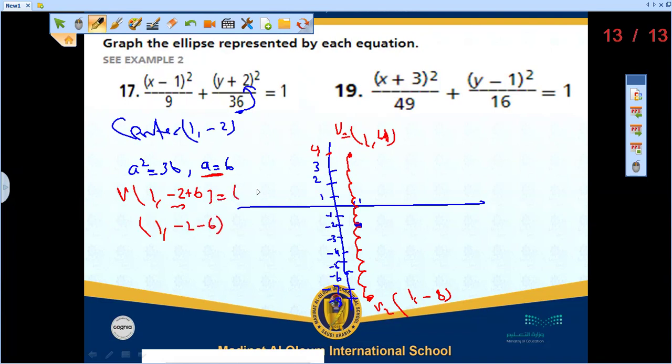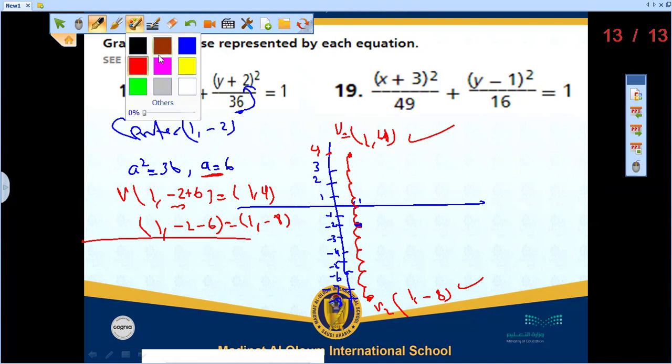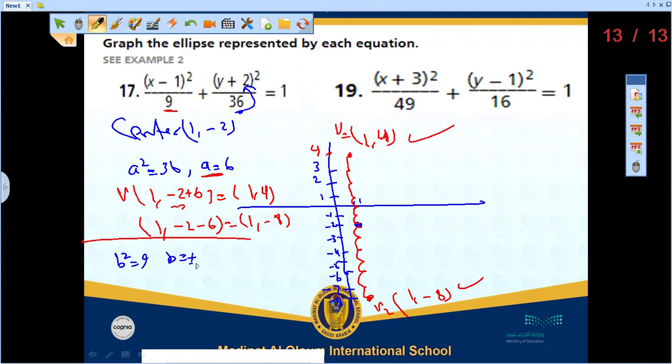It makes (1, 4) right, and (1, -8) also right. I got the 2 vertices. Then b with x: b squared is 9. It means b is what? Positive and negative 3 from the center also.